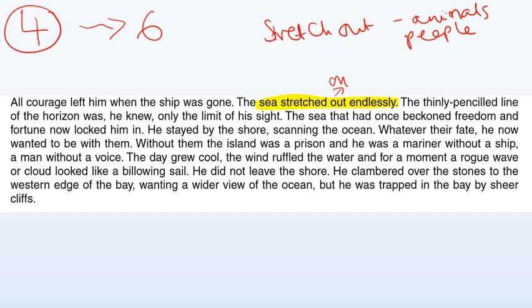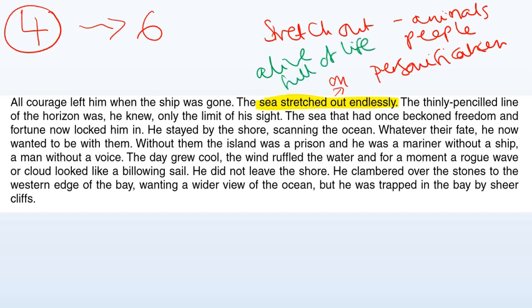So perhaps that's a little bit of an example of personification, which makes the sea seem like it's alive, like it's full of life, like it's immensely big, which is also emphasized by the word endlessly. It's like the sea goes on and on and on, and it doesn't end. The sea is the whole world. Next image then, let's take a look.